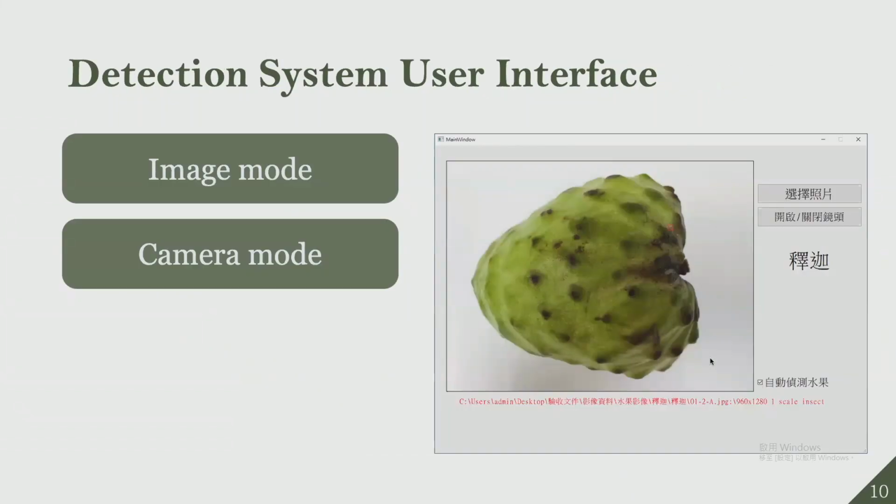This is how the UI looks. At the present stage, I have only developed a Mandarin version, and the model will send back the image with the scale insect detection result and show how many scale insects are on it. We have two modes, image mode and camera mode. In camera mode, as I mentioned, the user can control the camera. And image mode means that the user can choose their own image to detect.